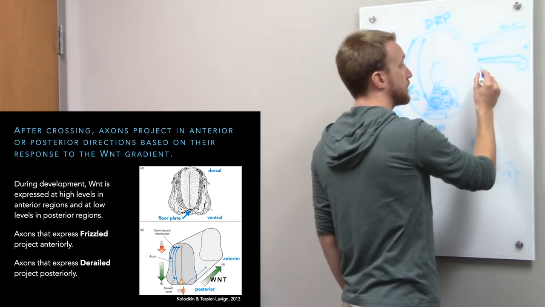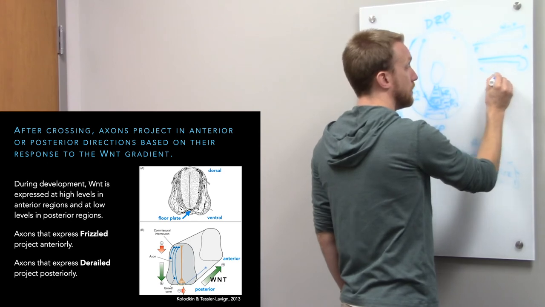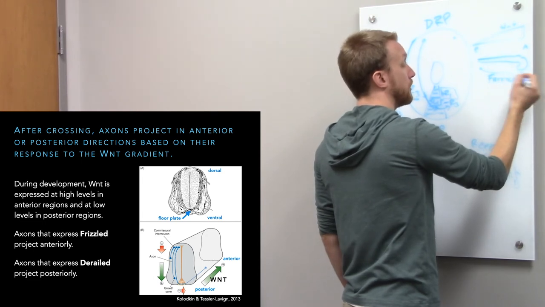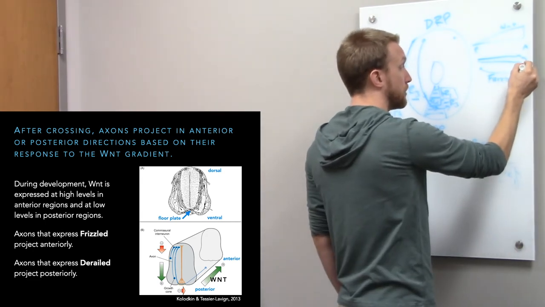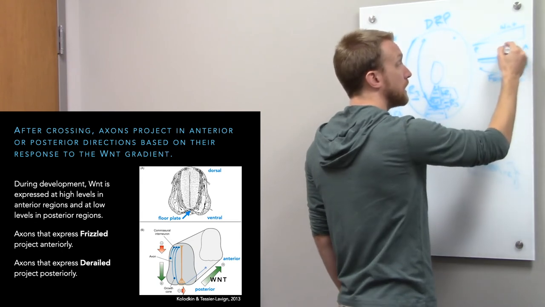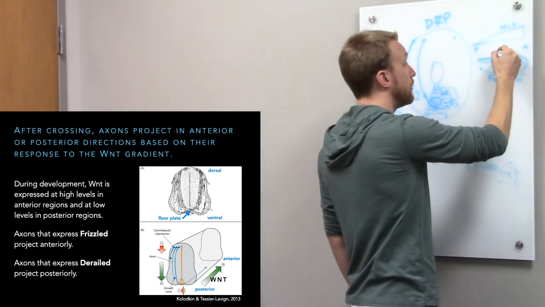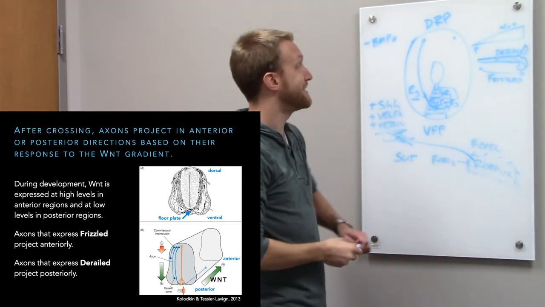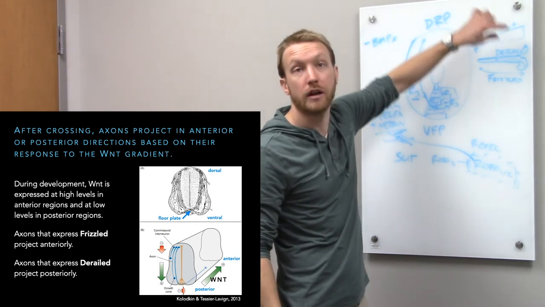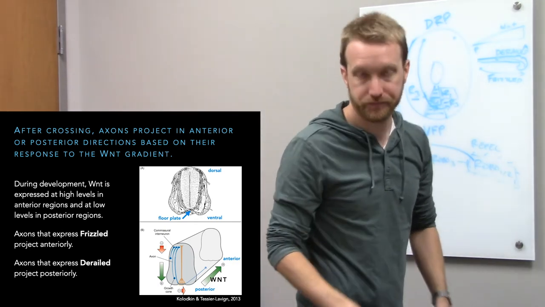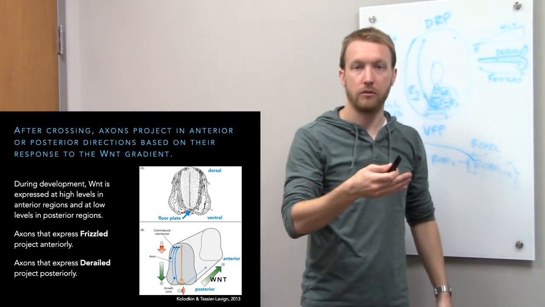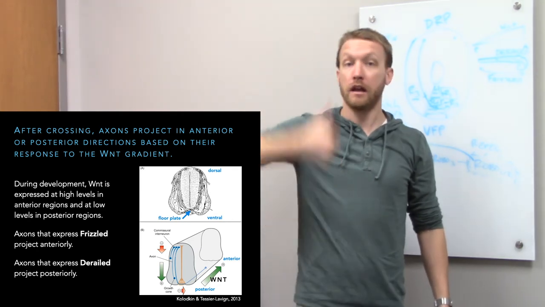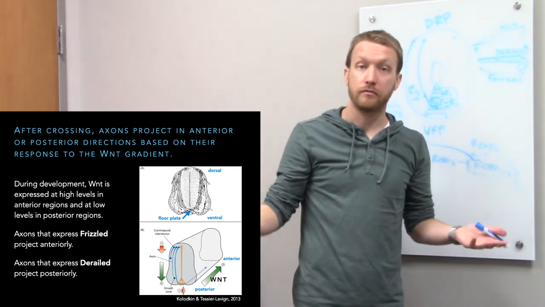So in the spinothalamic tract, we're going to grow anteriorly because we have Frizzled. While the corticospinal tract, for example, is going to grow from the brain on down to the spinal cord, well, that's going to have our Derailed receptor tyrosine kinase. So we're going to ride the same gradient of Wnt, but we're going to go in two different directions because we have different receptors. So we'll cross, and then we'll run down, if we're already at the top, and have Derailed. Or we'll cross, and then head on up, if we're already at the bottom, and have Frizzled.